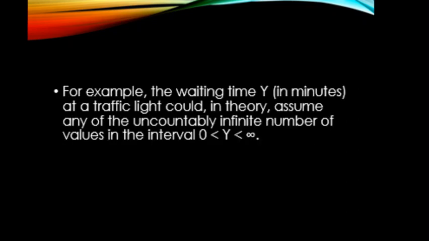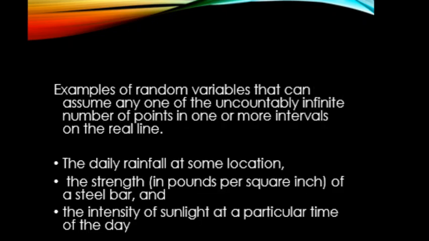Here are some examples of continuous random variables. The first one is the waiting time y in minutes at a traffic light. So this value of y could in theory assume uncountably infinite number of values in the interval from 0 to infinity. So positive value, but it can take any value. So therefore, y is a continuous random variable.